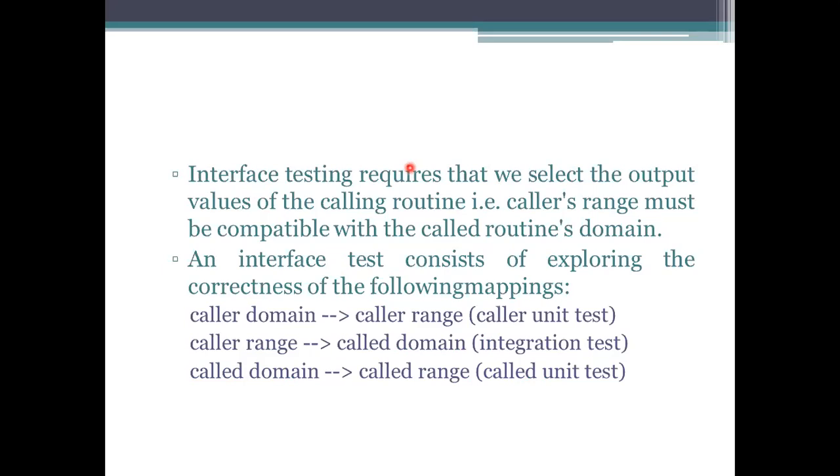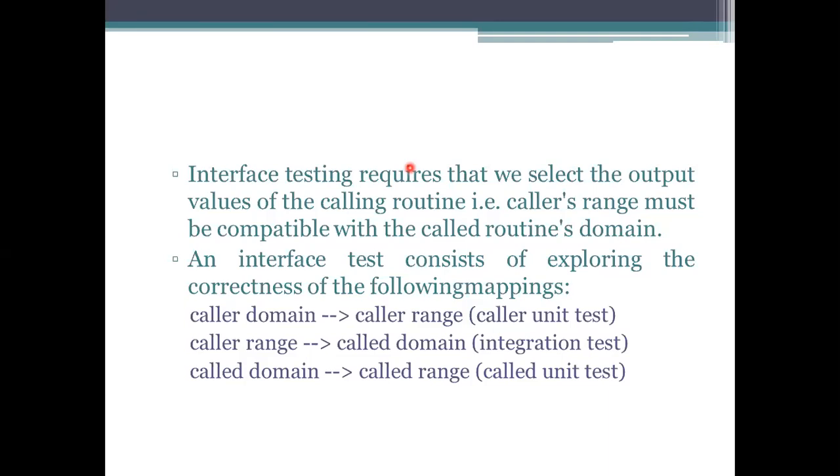The mappings are: we have the caller program and the callee program. Here the caller domain uses the caller range, and that representation is specified as a caller unit test. Caller range is using the caller domain. Caller domain means integration testing here. If it is specified as the called domain and range, then it is a called unit test representation. Here the domain is used for input processing, and the range is used for output processing.